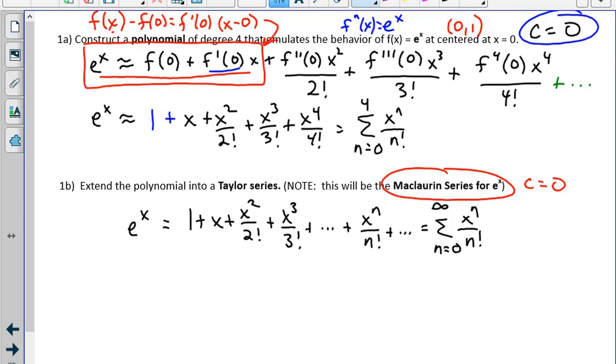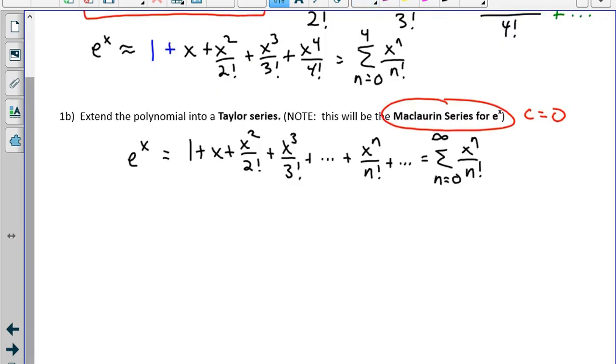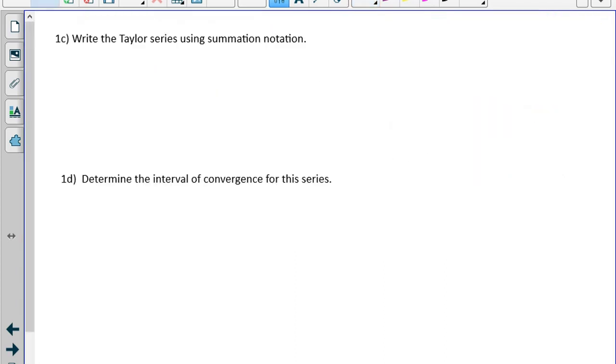approximations. Part C, write the Taylor series using summation notation. Well, doggone, I already did that. So n equals 0 to infinity of x to the n over n factorial. Determine the interval of convergence for this series. So here is where we have to do some work.